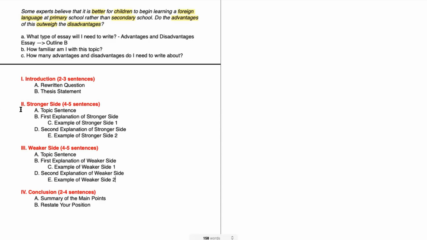Then our second paragraph will talk about the stronger side. Now, we're going to go ahead and argue for the advantages. So we are going to argue that children should begin learning a foreign language at primary school because the advantages of that outweigh the disadvantages. So I'm going to think of a topic sentence just to introduce the paragraph. I'm going to provide an explanation of the stronger side with an example, and then a second explanation of the stronger side with another example. These are basically my 2 advantages. I'm going to explain the advantage and then give an example twice.